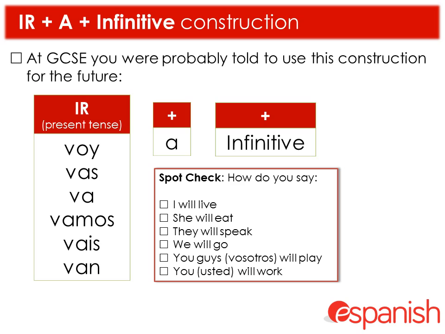So let's look at how we'd form these phrases here. The first one, I will live, is going to be the yo form, so voy a, and then the infinitive of to live, vivir. She will eat, va a comer. They will speak, van a hablar. We will go, vamos a ir. You guys with vosotros will play, vais a jugar. And then you with usted will work, va a trabajar.